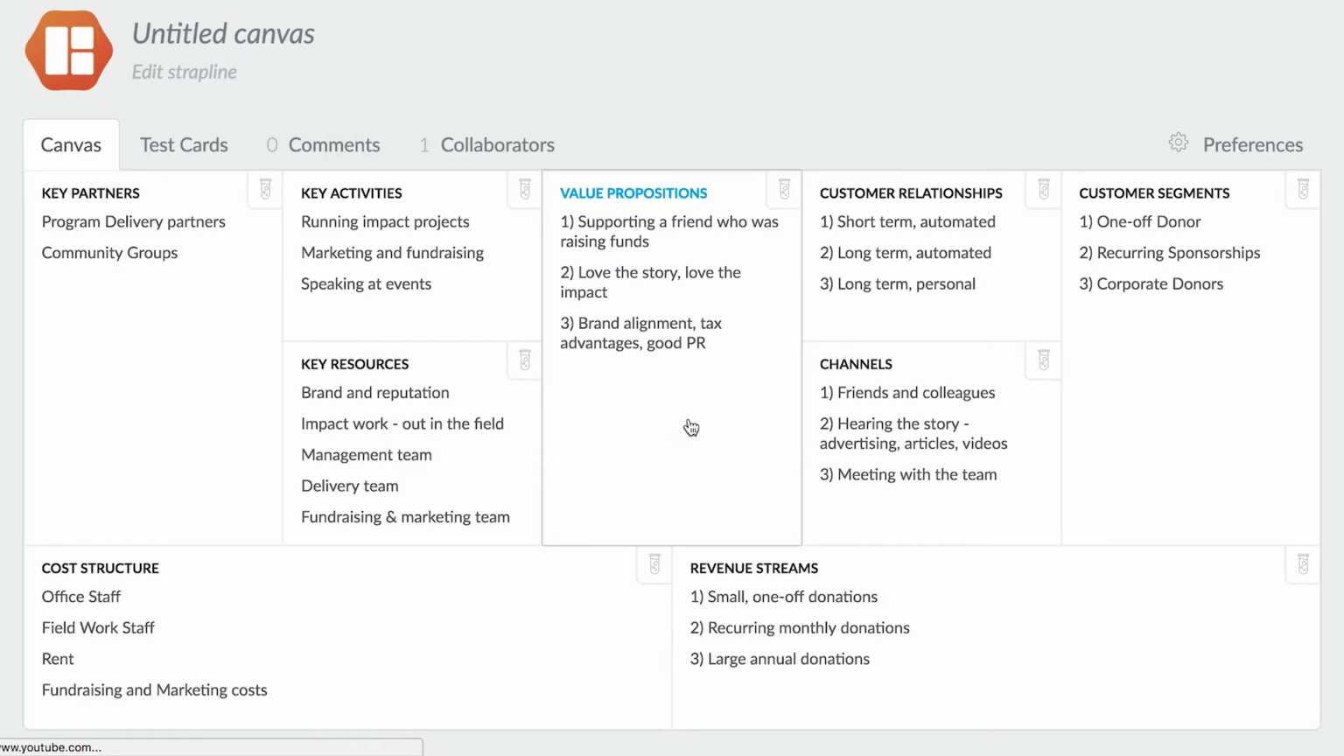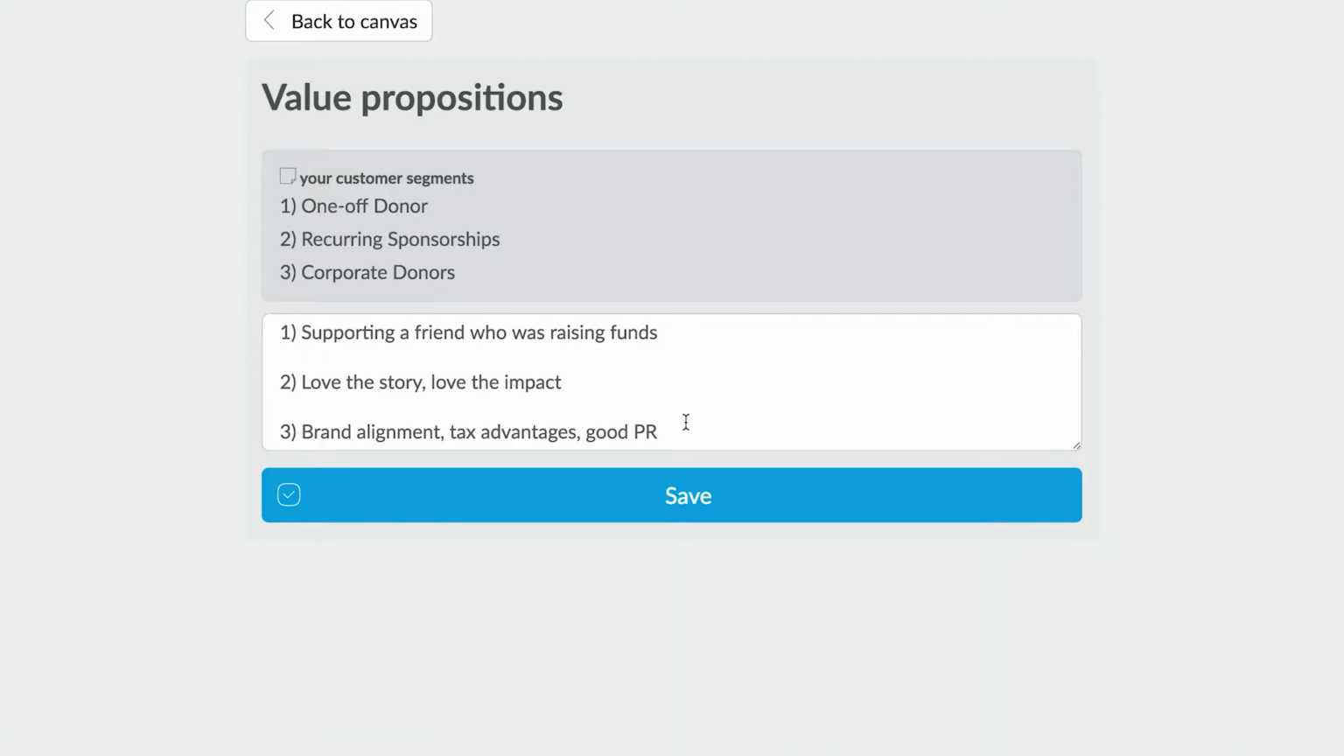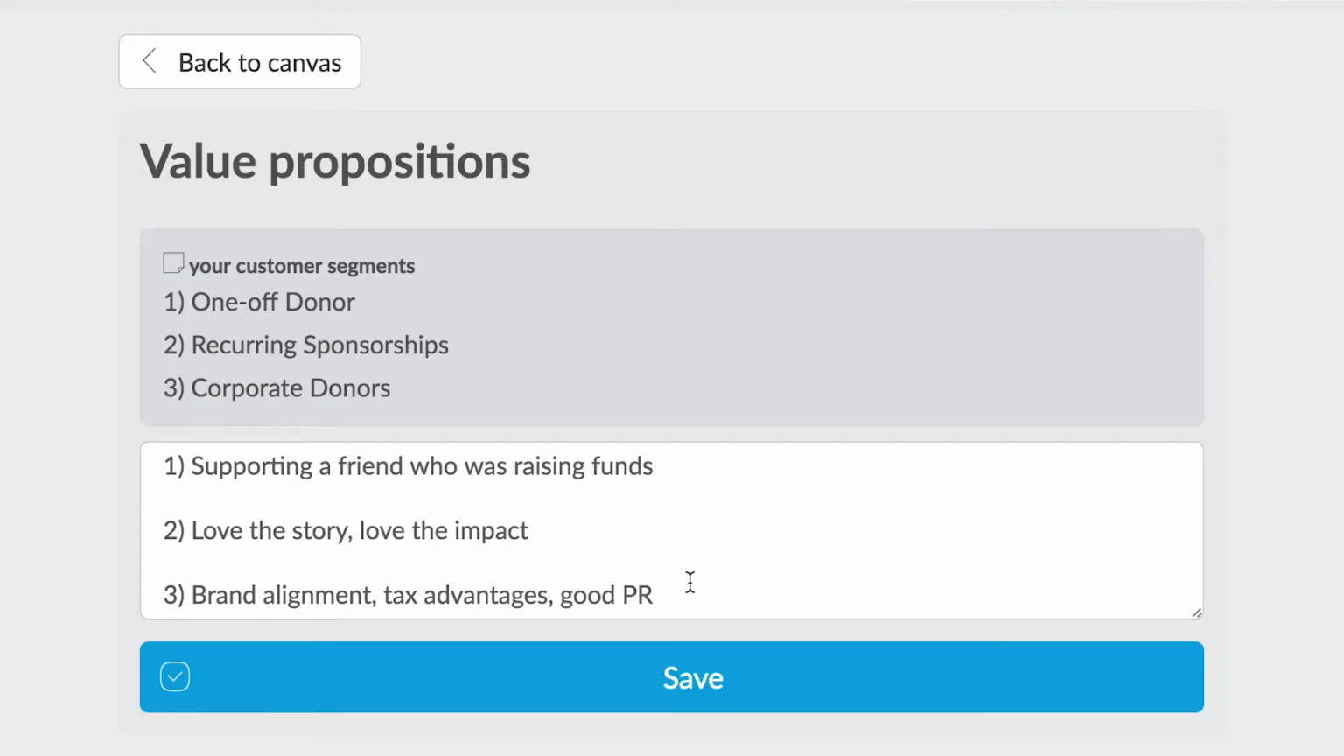The really interesting thing is, what are the different value propositions that drive each customer segment? So let's start with our one-off donor. My belief is that you don't tend to see many people who go, I am temporarily passionate about your cause for the next 10 minutes. I don't think you see that. I think what happens is people go, my friend is raising money for this particular organization. I've never heard of that organization, but I do like my friend.